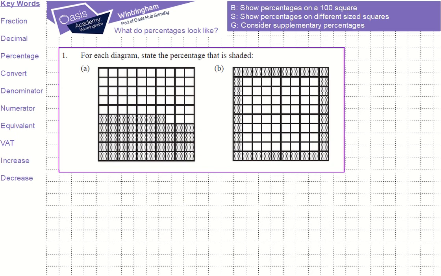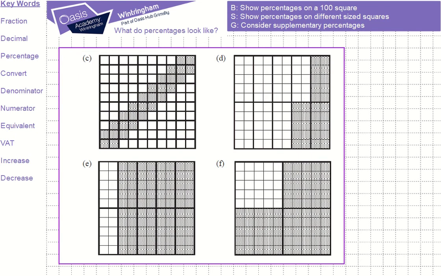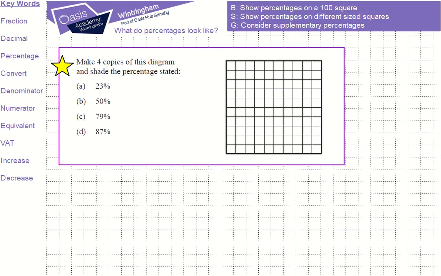Okay, here's some questions for you to have a go at then. For each diagram, can you state the percentage that is shaded? Pause the video while you have a go and press play when you're ready to move on. Here's 4 more diagrams. Try and count the squares. Again, pause the video and press play when you're ready to move on. Next question. Can you make 4 copies of this diagram and shade in the percentage being told in each question? Pause the video and press play when you're ready to move on to the next question.